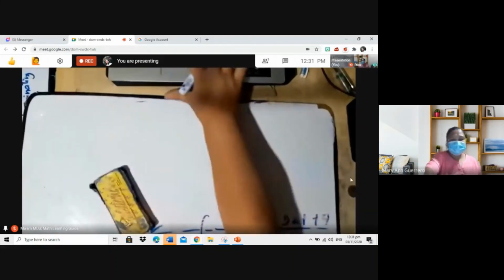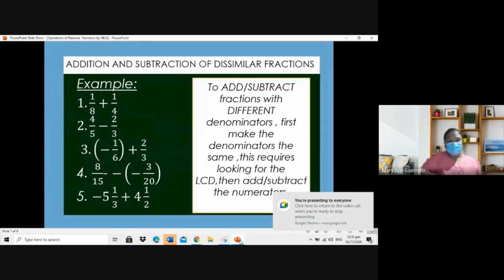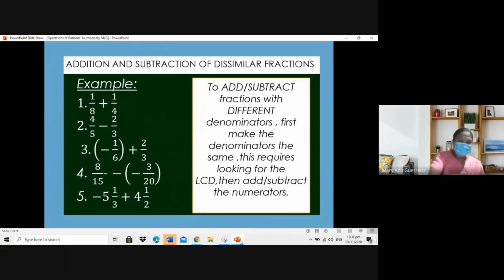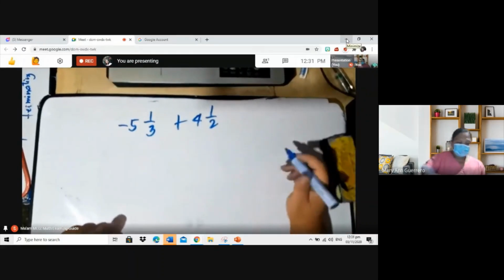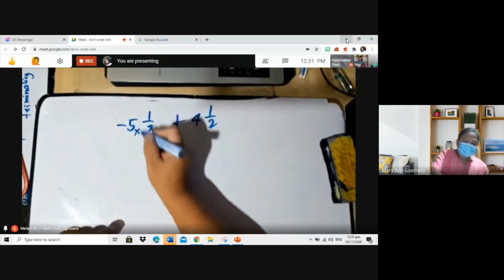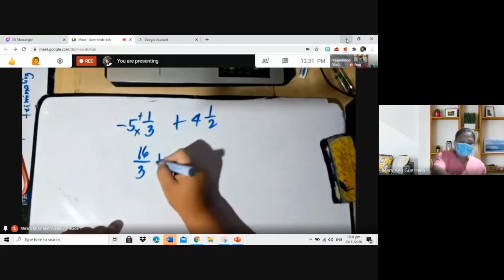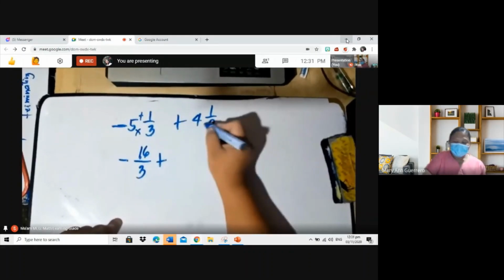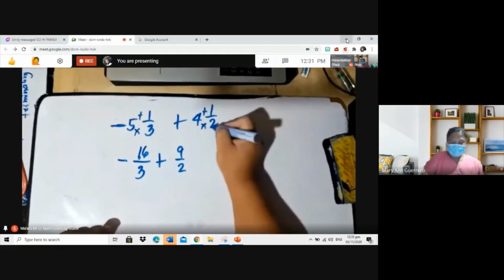Okay, let us discuss the next example. And the last example, negative 5 and 1/3 plus 4 and 1/2. Again, first, let us transform these mixed numbers into fractions. So that is 5 times 3, 15, plus 1, 16, over the denominator 3. Don't forget the negative sign. 4 times 2 is 8, plus 1 is 9, over the denominator 2.